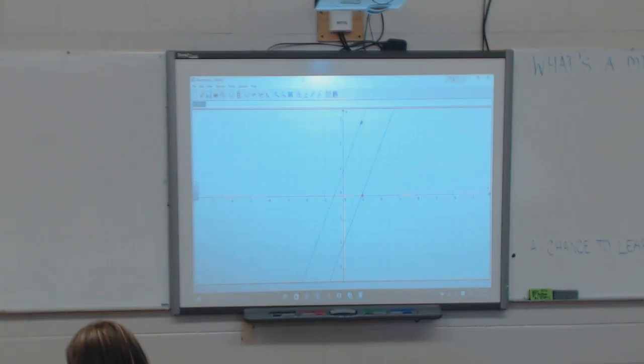Okay, so now I'm going to clear this graph. Okay, so here's the next one. Y equals 2x equals.